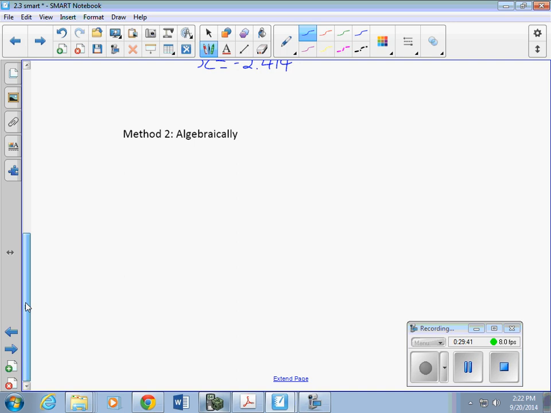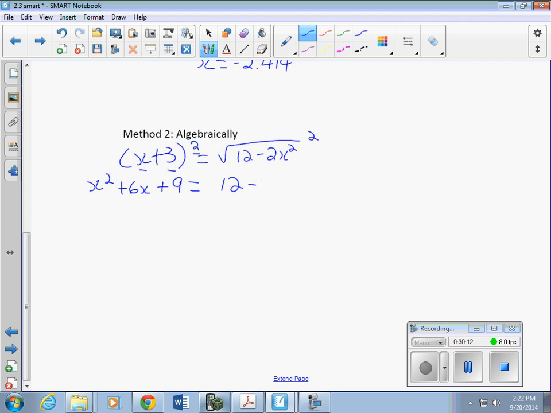To do them algebraically then, it's just a matter of solving. So square root of x plus 3 is equal to square root of 12 minus 2x all squared. So in order to get rid of the square root, I have to square both sides. Remember, squaring a binomial, I get a trinomial. So I have x squared, x times 3 times 2 is 6x, and then square the last term so I get 9. And then here I have 12 minus 2x squared.